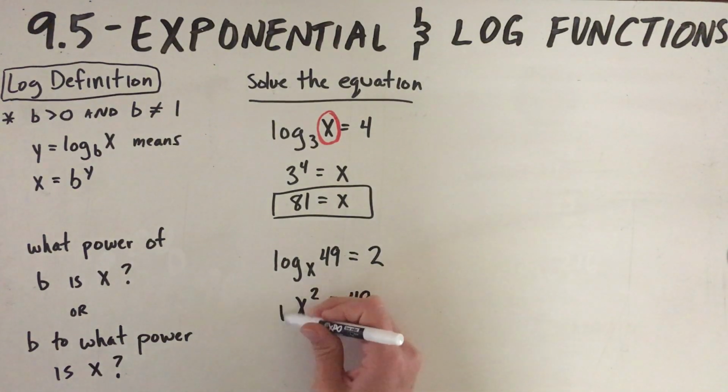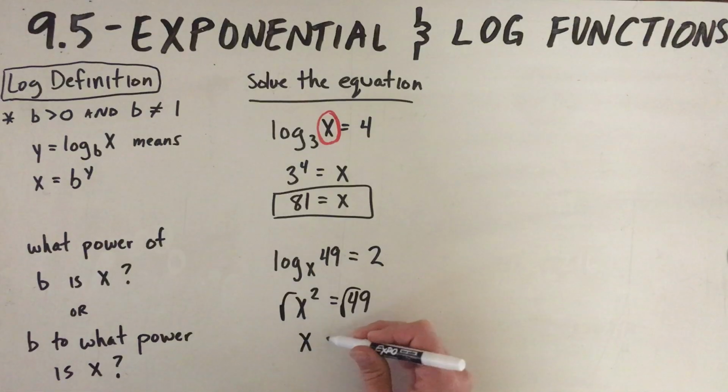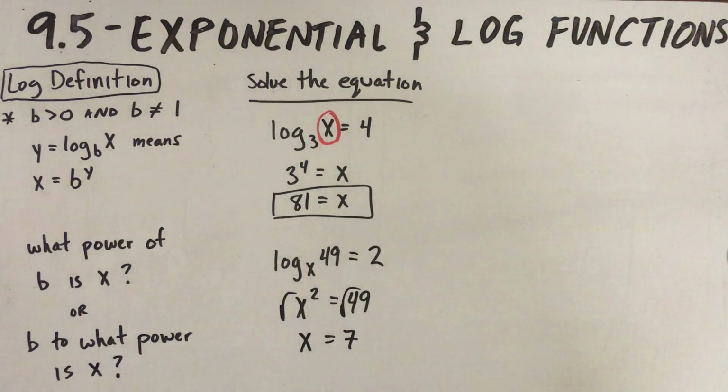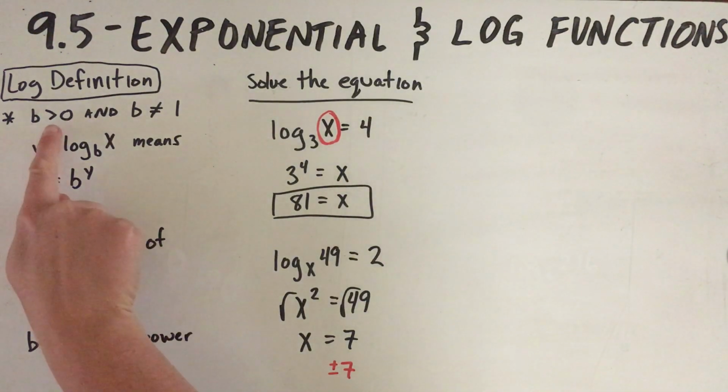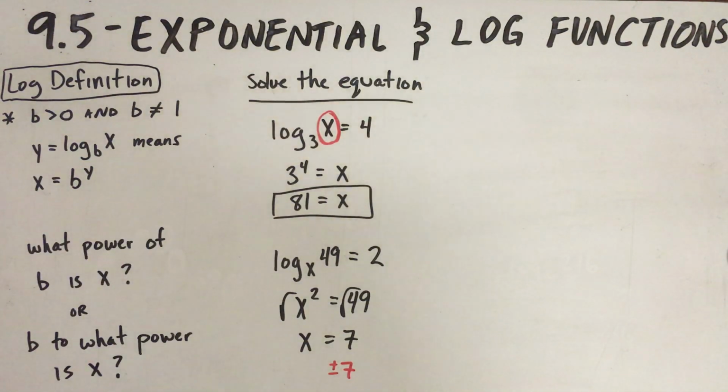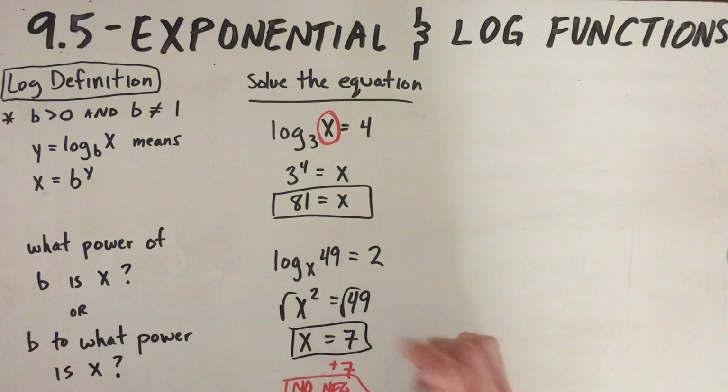And take the square root of both sides to find out what x is, and x is equal to 7. Something important to note here is that typically we would say it's positive and negative 7, but here, because we have to have a base greater than 0, by definition a log has to have a base greater than 0, then we cannot include the negative value. So remember, there's no negatives for our bases. So x in this case is just 7. And it's true that 7 squared is 49.